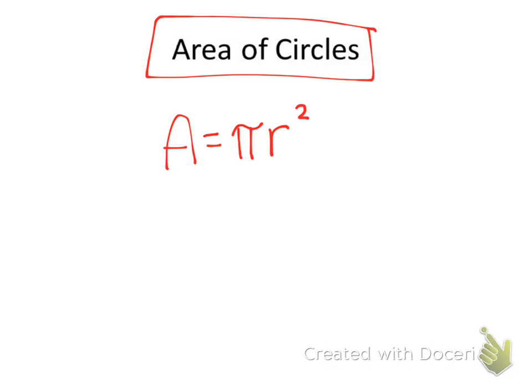Some people struggled with typing this into the calculator, so if you remember how you typed it in yesterday, you might not remember that next week. So if you want to make a little note to yourself, like hit the pi button, then type in the radius, then square it. What if you're given the diameter?